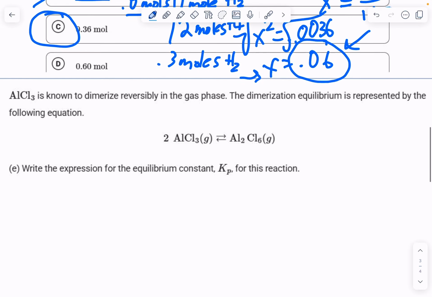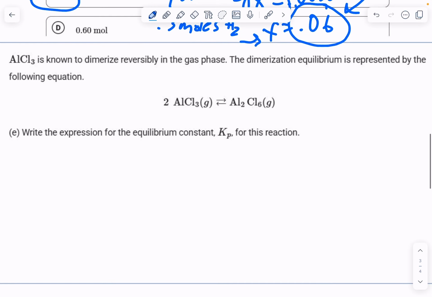Okay, this one is a little more simple, and it's a short answer question. I expect to see one probably on the AP test just like this. AlCl3 is known to dimerize reversibly in the gas phase. The dimerization equilibrium is represented by the equation below. Write the expression for the equilibrium constant Kp for this reaction.